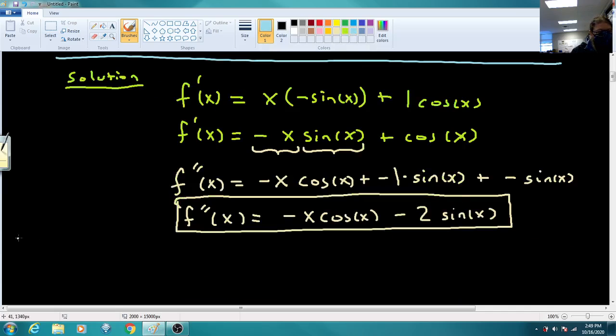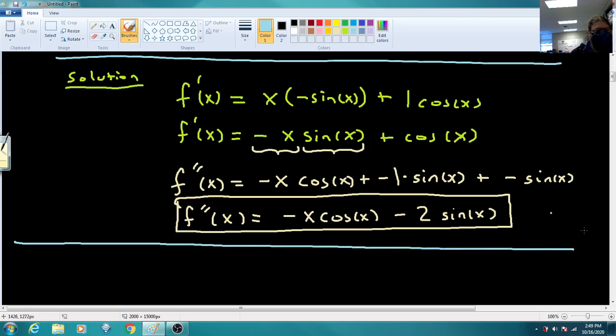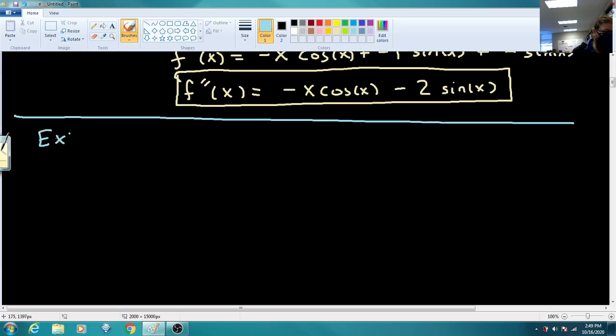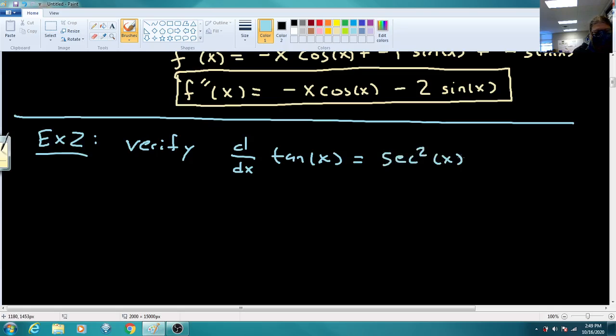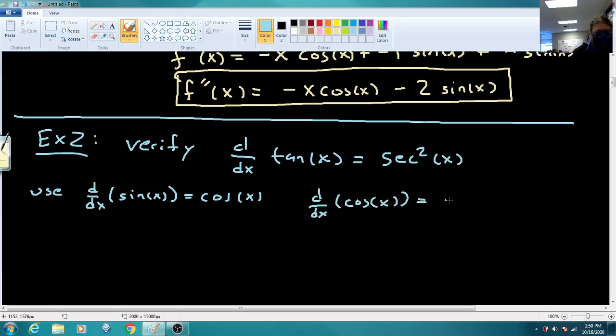So, moving on to the next example. We want to verify that d/dx of tangent equals secant squared. And we're going to just use d/dx of sine of x is cosine of x, and d/dx of cosine of x is negative sine of x.